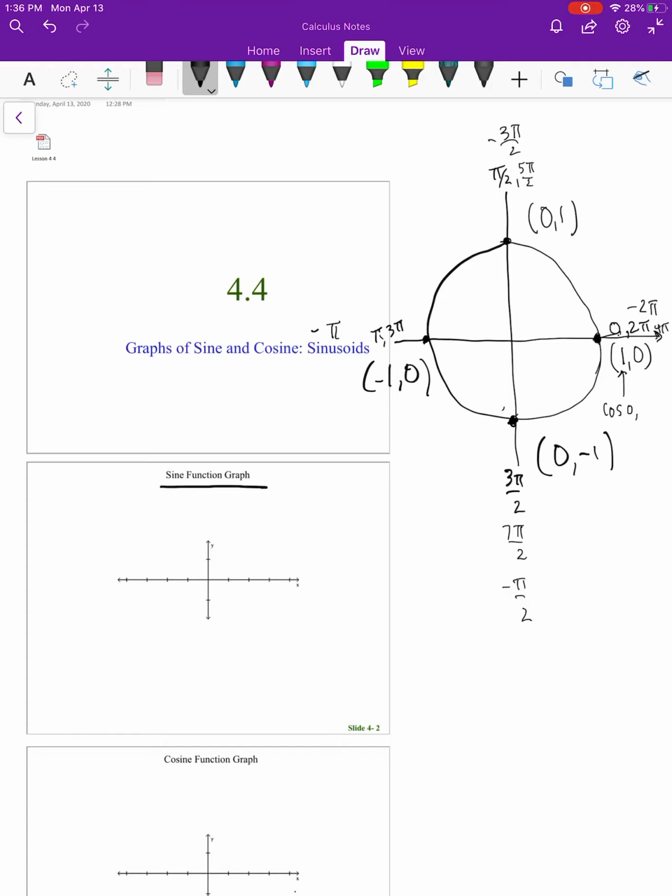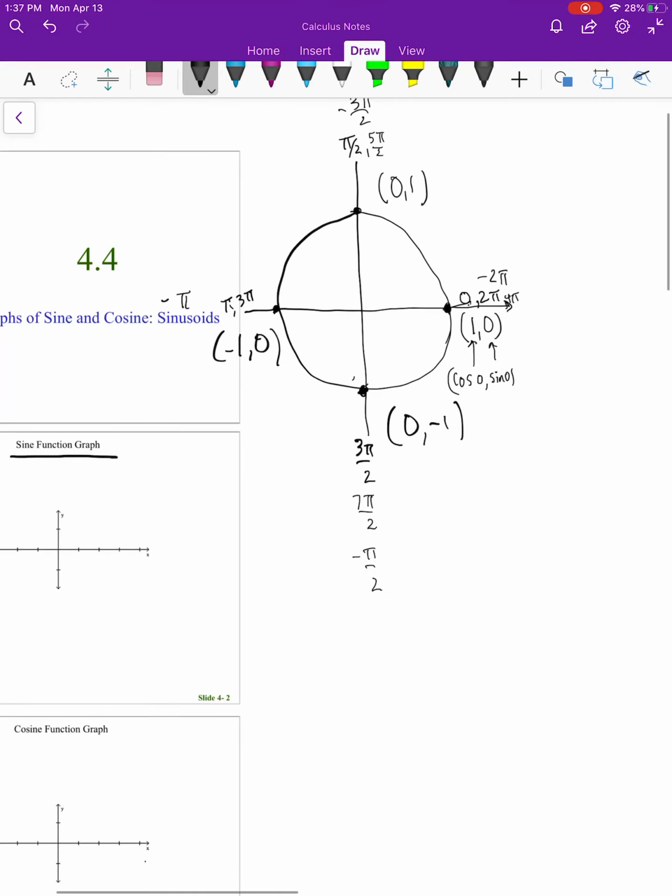So we know that that first term is the cosine of whatever that angle that we're talking about is. It could be the cosine of 0, and the second one then would be the sine of 0. Or we could look at it as the cosine of 2 pi, comma, the sine of 2 pi. Or we could look at it as the cosine of negative 2 pi, comma, the sine of negative 2 pi.